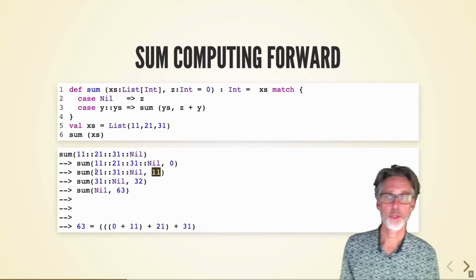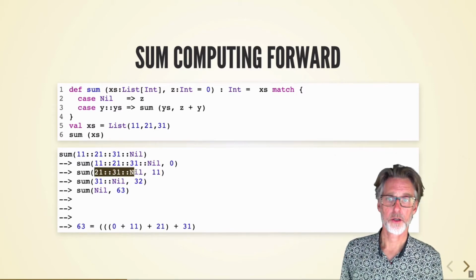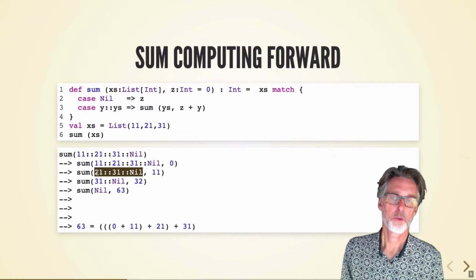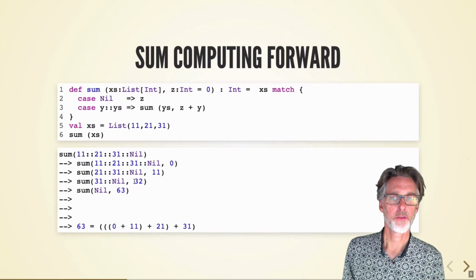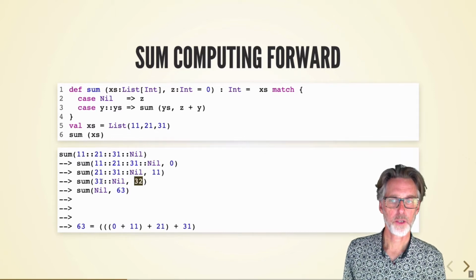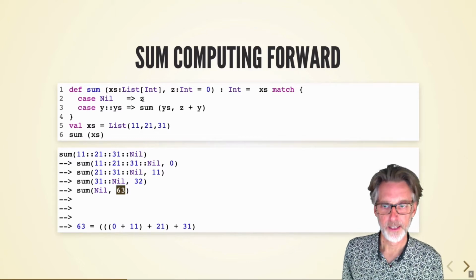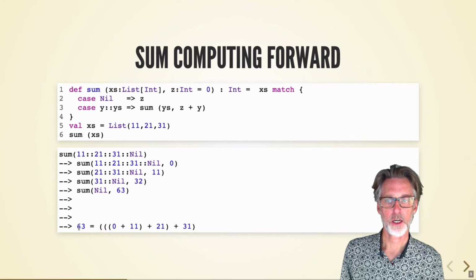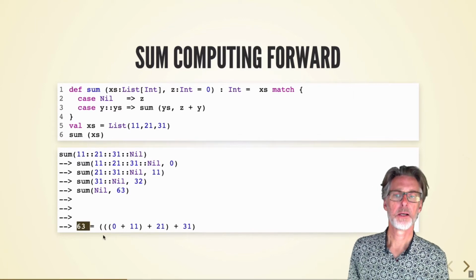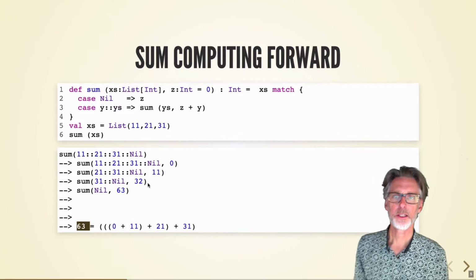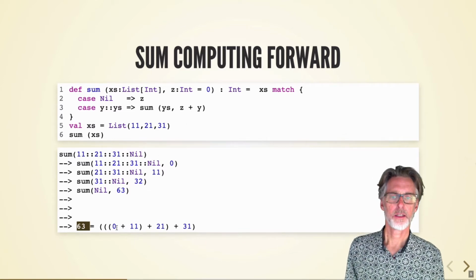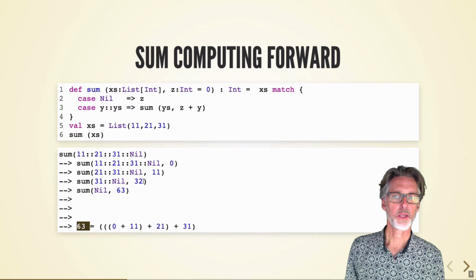We then proceed with a case analysis on the tail list here, which still has a cons. And so we'll take off 21 and add it into 11, giving us 32. We'll then take 31 and 32, add them in together to get 63. And what this function does in the base case is simply return the accumulated value. So when I finish here, I'll simply return 63. Note the order in which the additions happened. First, we added 0 to 11, then 21, then 31. We had an intermediate value of 32.